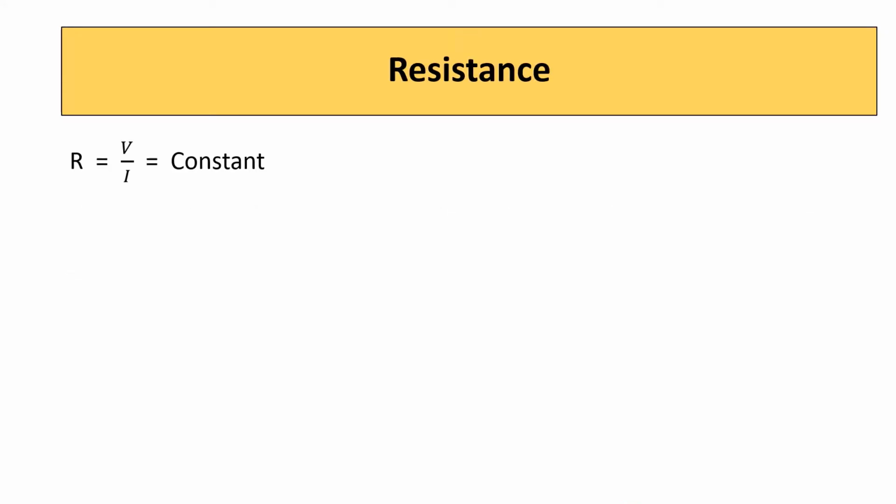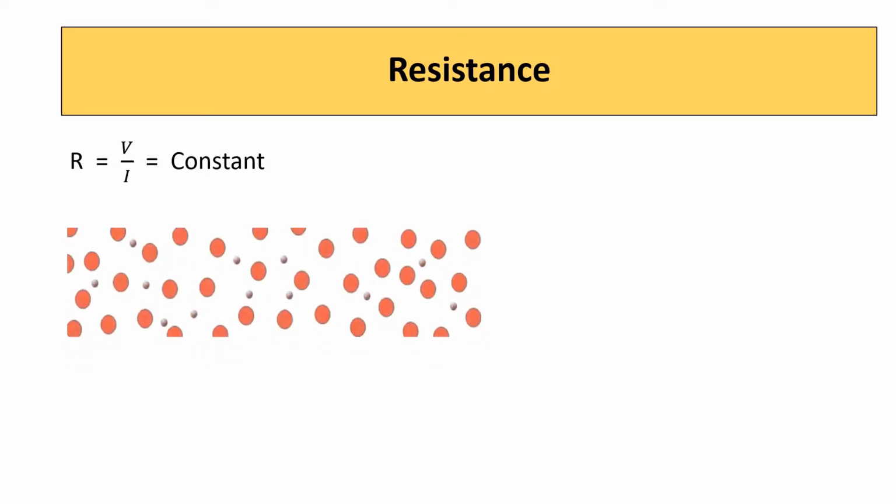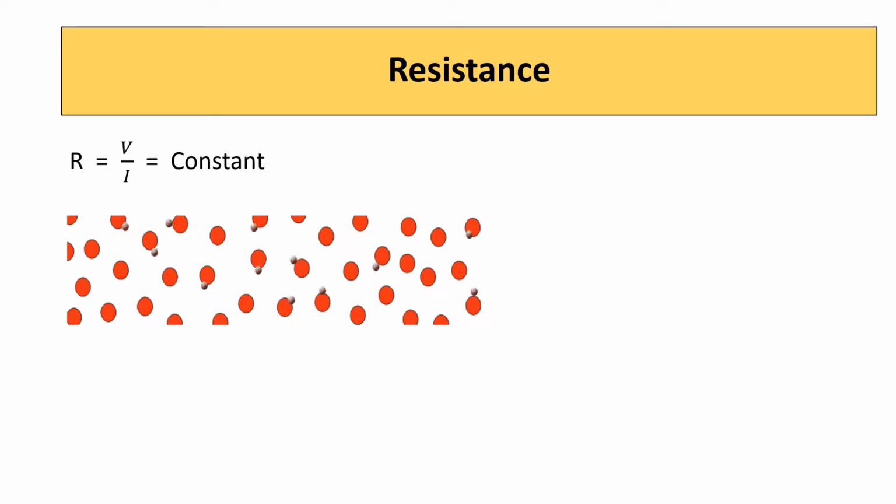According to Ohm's law, V is equal to IR and R is equal to V by I. This is a constant and this constant is called resistance of the conductor. We know the electric current is the flow of electric charges. When electrons move inside a conductor, they will collide with the ions or atoms inside the conductor. And this collision will resist the flow of electric charges.